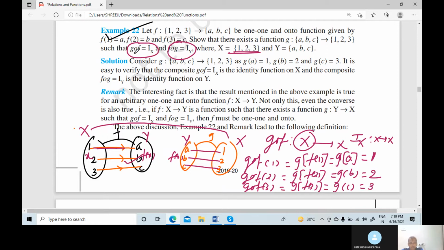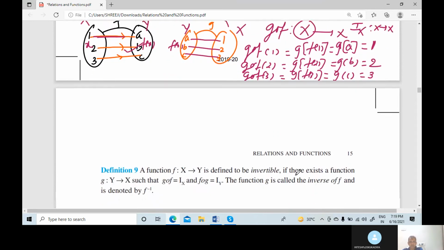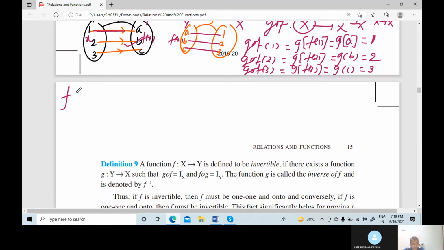Here we have already proved GOF equal to IX. Now we continue the discussion of FOG. We write here FOG. Now take the domain of G. Domain of G is Y. And take the codomain of function F. Codomain of function F is again Y. So you can say here IY from the function Y to Y. Otherwise in rough work you can draw a figure also. If you cannot understand how domain and codomain work, draw the figure. Then you write FOG from Y to Y.